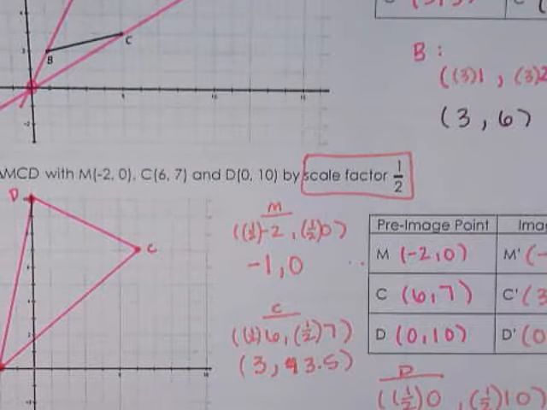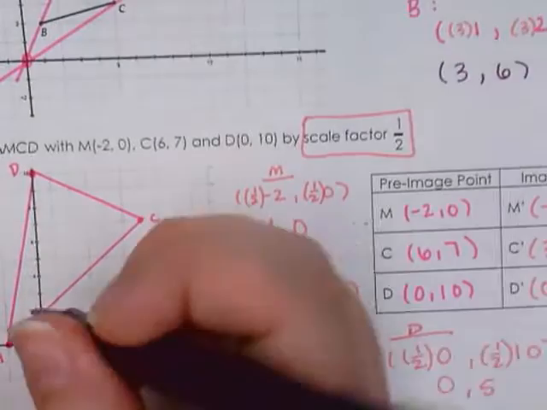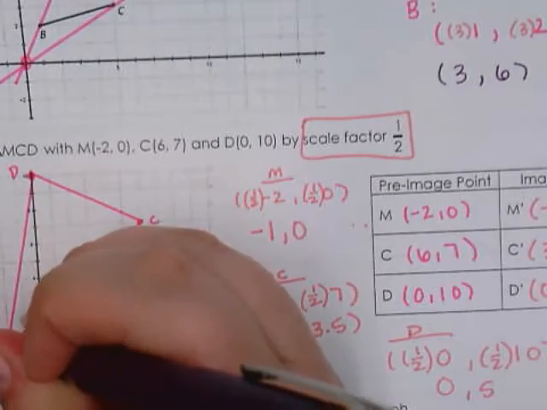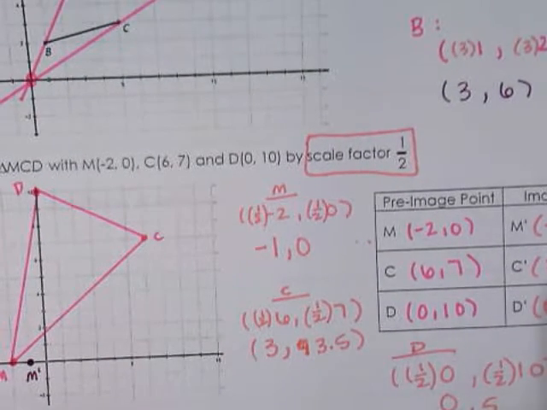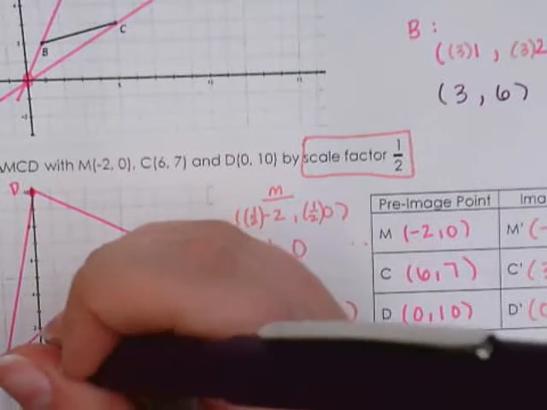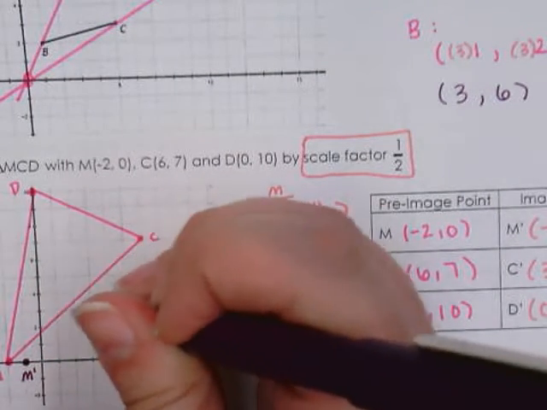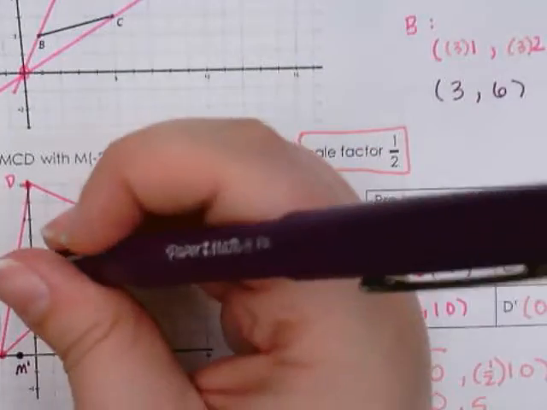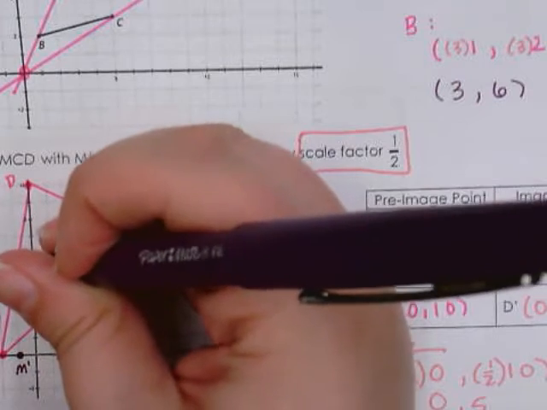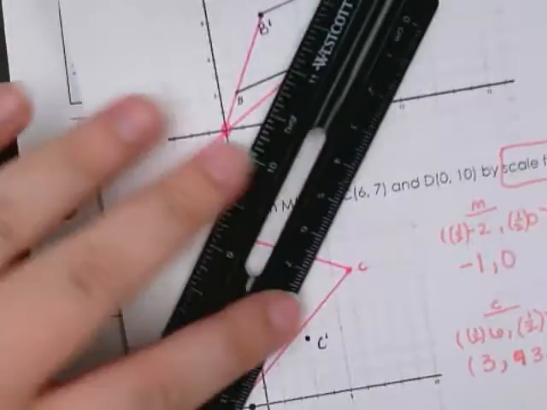Let's go ahead and plot those points. So M prime now is at (-1, 0). There's my M prime. C prime is at (3, 3.5), so I'm going to go over 3 and up 3.5. So it's in the middle here. There's C prime. And then D prime is at (0, 5), so I'm going to go 0, up 5. There's D prime. And now I can connect these points.